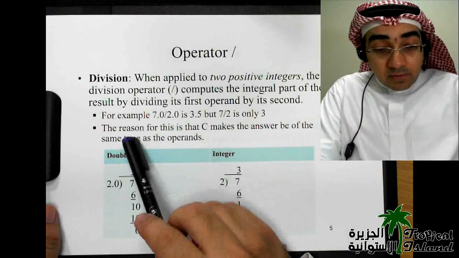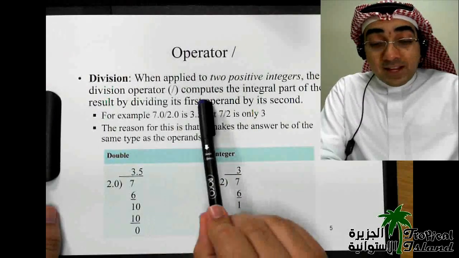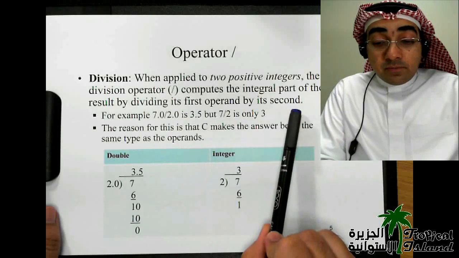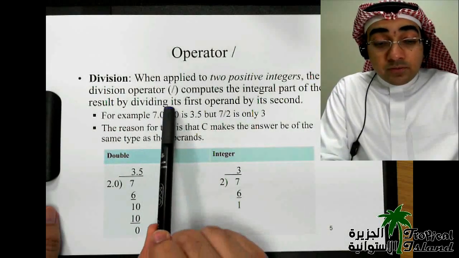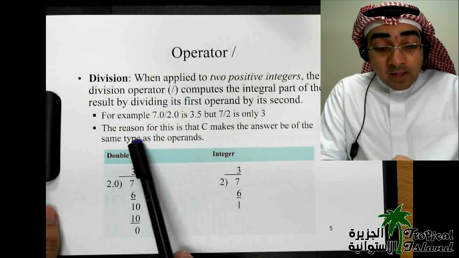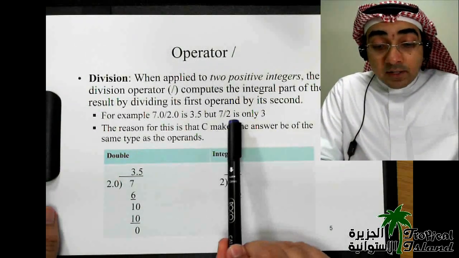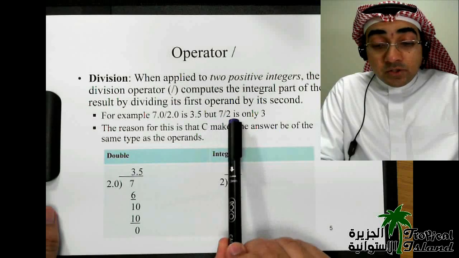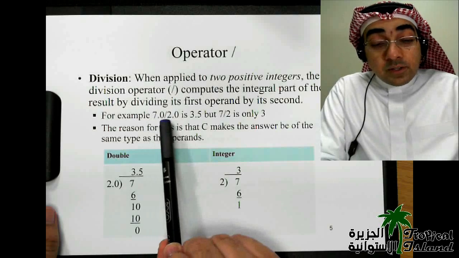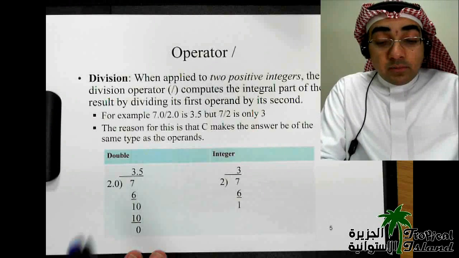Okay, so let's talk about division. When applied to two positive integers, the division operator, which is the slash sign, computes the integral part of the result by dividing the first operand by its second. For example, 7.0 divided by 2.0 is 3.5. However, 7 divided by 2 is 3 only. The reason for this is that C makes the answer the same type as the operands. So 7 and 2 over here are integers, and when you divide an integer by an integer, you get an integer output. And 7.0 divided by 2.0, these are double values, and when you divide them you get a double value, 3.5.